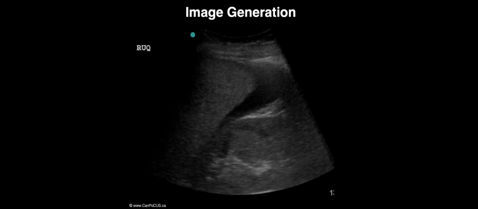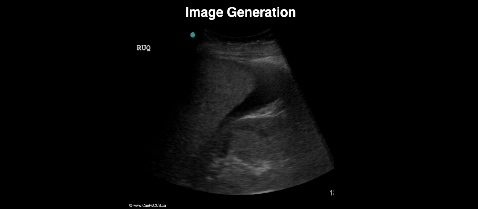This initial image just has a few returning echoes. The next image has thousands of returning echoes. And finally, we can see a recognizable image being generated. Next time you're using PoCUS, remember that the depth and brightness of each pixel on the screen is determined by the time and reflectivity of the returning echo.